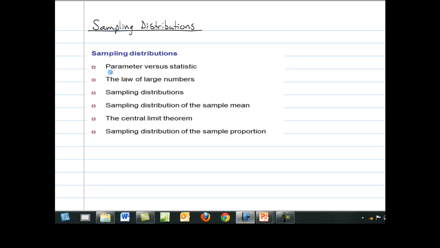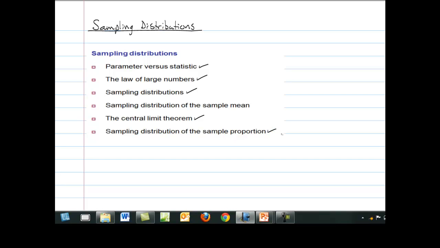Specifically, when we're working with sampling distributions, we're going to go over parameters versus statistics, which we have talked about a little bit before. The law of large numbers. We'll talk about different sampling distributions. We'll be focusing on the mean and population proportion. So again, sampling distribution of the sample mean. We'll talk about the central limit theorem, and then the sample proportion as well, like I stated.